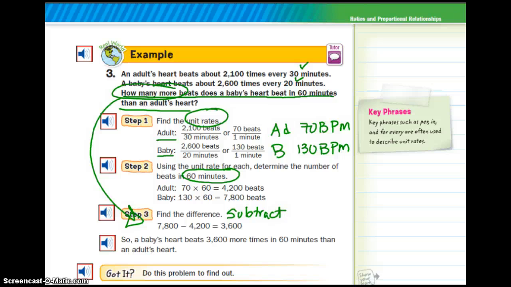Get it? Got it? Go. Pause the video. Remember, this problem is going to take multiple steps, so don't cheat. Do each step one at a time to get the answer. See you in a minute.